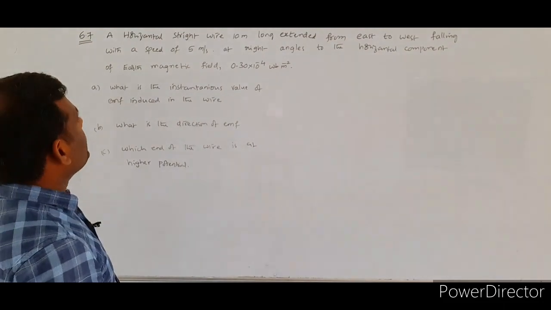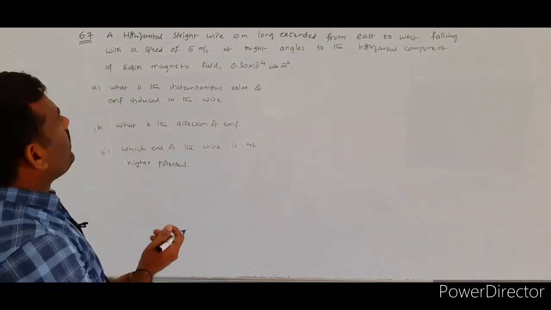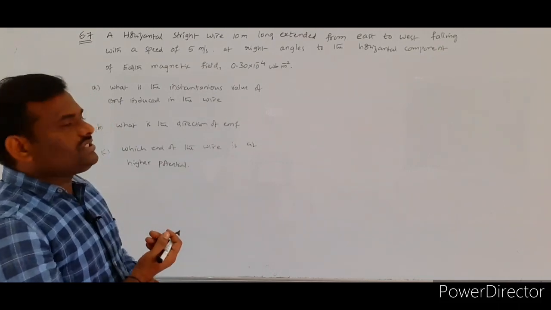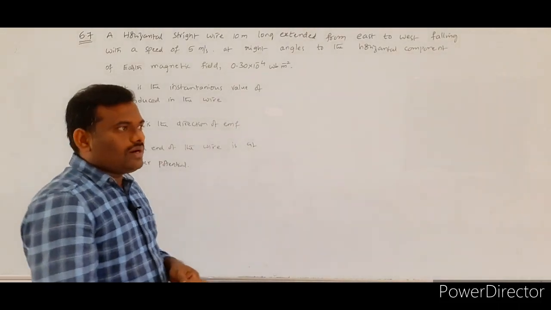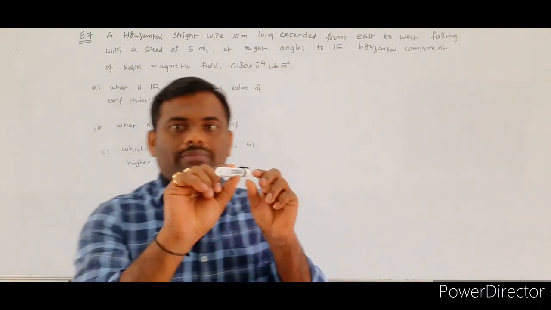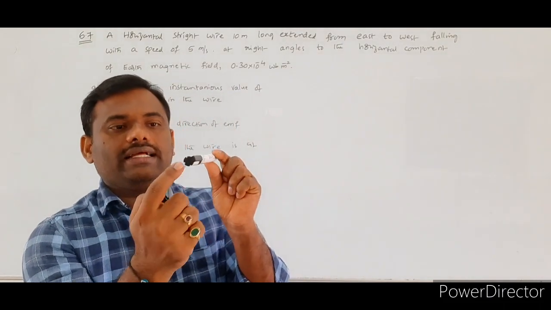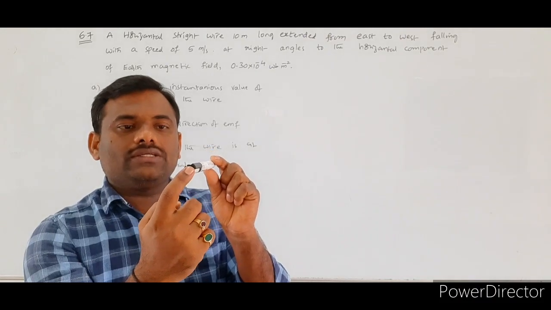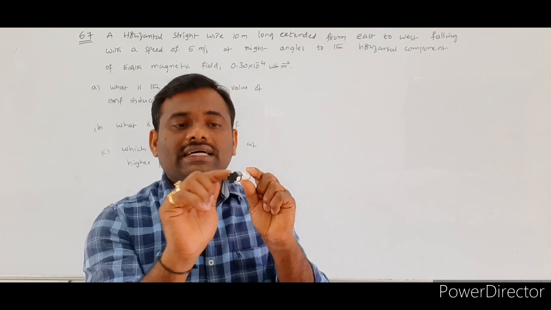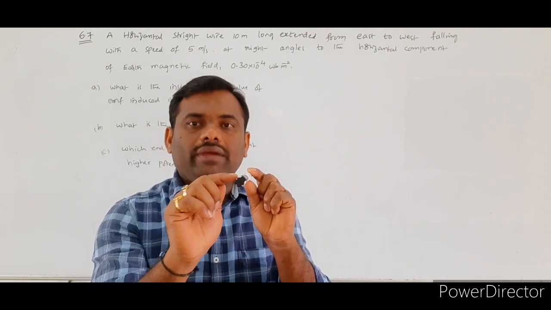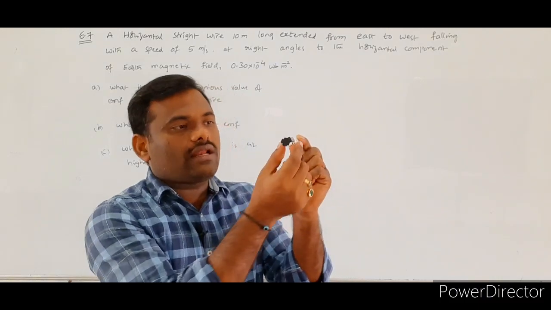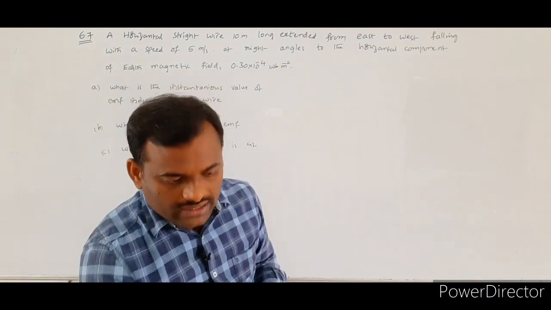Here they mention that a straight wire of 10 meters long is extended from east to west. So the wire is considered, and I am assuming that this point is towards the east and this point is west. The length of this rod is equal to 10 meters, and this rod will be falling vertically downwards.